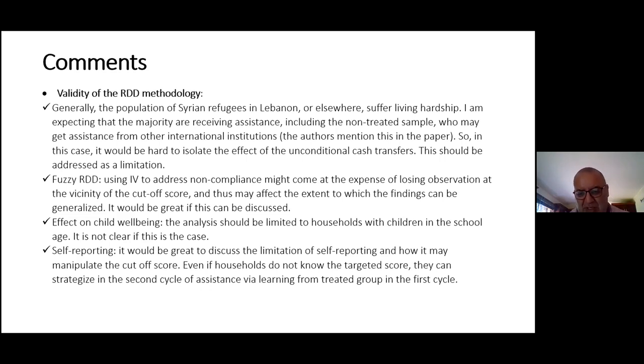Another issue is with the self-reporting. We'll always have limitations with self-reporting, but even if you emphasize in the paper that the beneficiaries or potential beneficiaries don't know the cutoff, and even the workers don't have information about the cutoffs, people tend to learn after the first cycle, right? If they learn from the treated groups who got the assistance in the first cycle, then they might strategize in the second cycle. So I thought this could be discussed further in the paper.